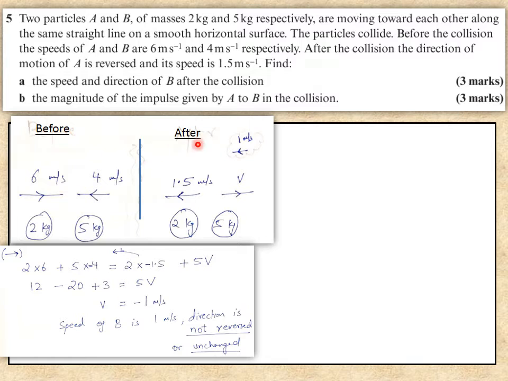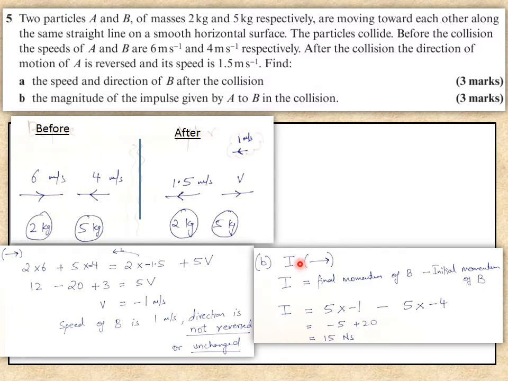Now let us come to the second part, the impulse. Again, the question says impulse given by A to B, from A to B. So A to B is this direction, so I am taking this direction of impulse as positive. Remember, impulse is taken for the same object. So final momentum of B minus initial momentum of B. Don't make the mistake of taking A and B. It has to be the same object. So final momentum of B minus initial momentum of B.